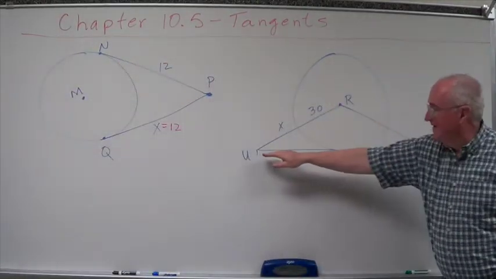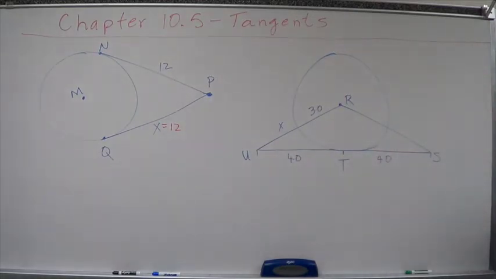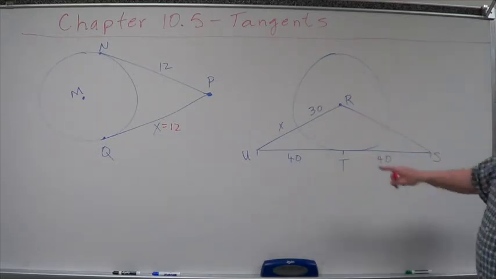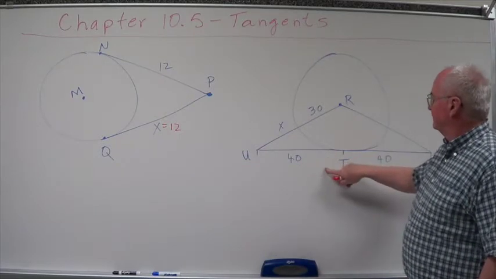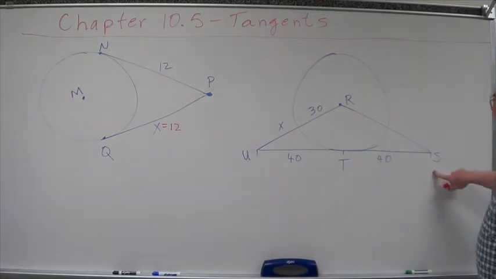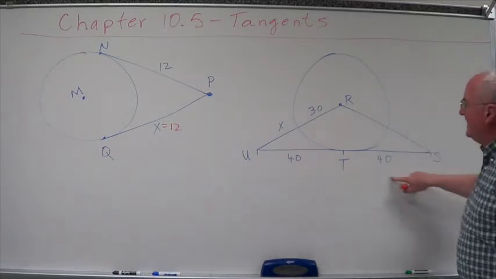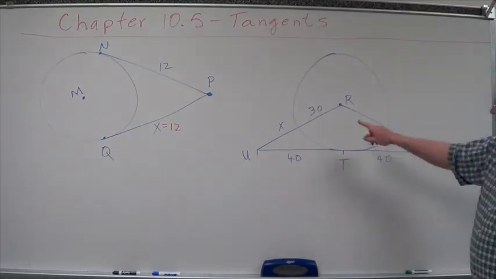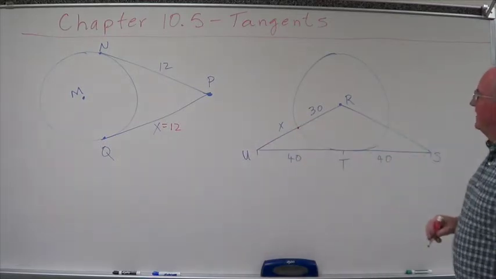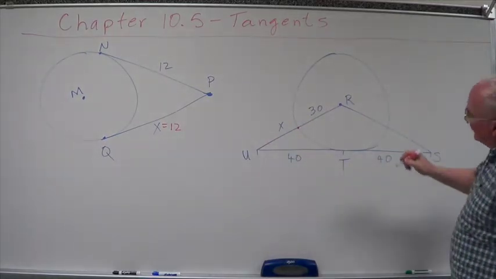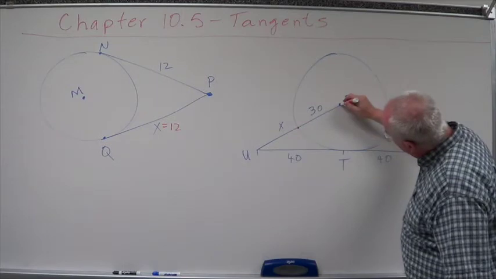Now let's look at this one. We have a segment US that is tangent to circle R. This half of it is 40 and this half is 40, so the whole segment is 80 long. We know that the radius to this point right here is 30. We'd like to find what x is. Well, if that radius is 30, what do we know about this right here?